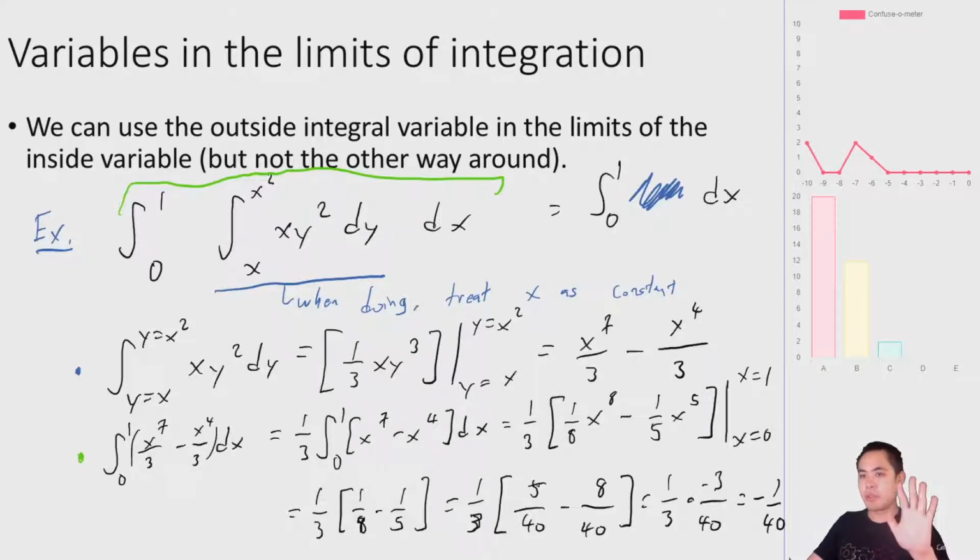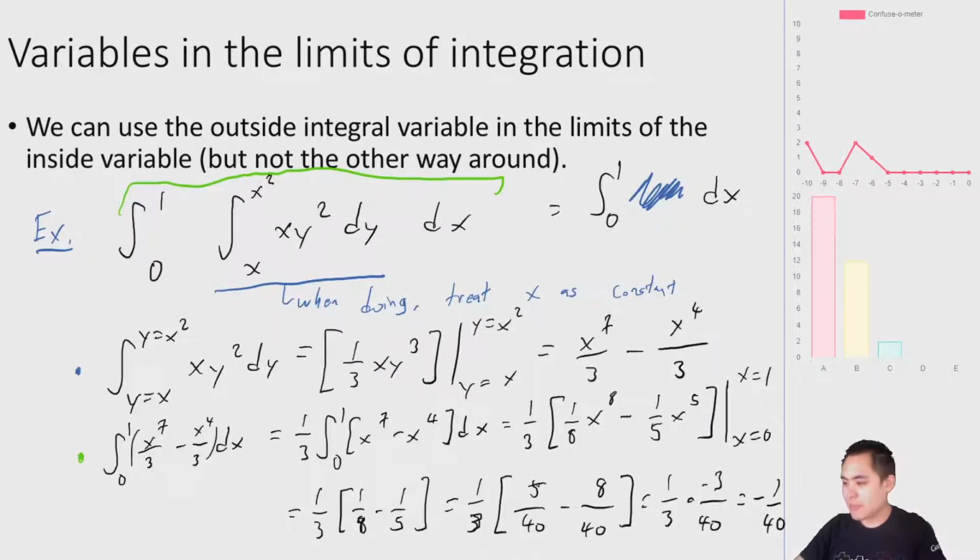Okay, so note that the only reason we were able to do this is because the x variable is treated as a constant. So you can use the outside variable in the limits of the inside variable, but you can't ever do it the other way around. So you can't swap these integrals. It just won't work.